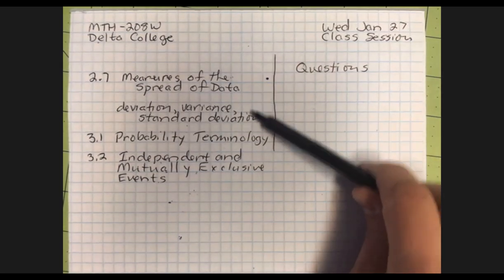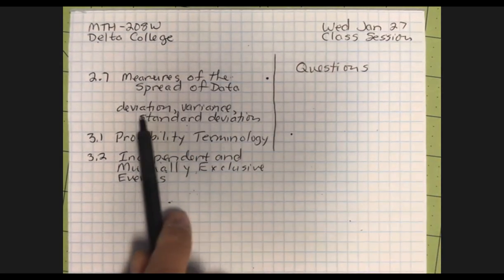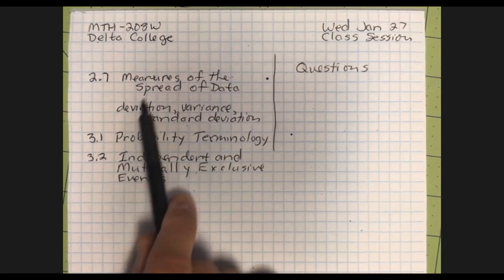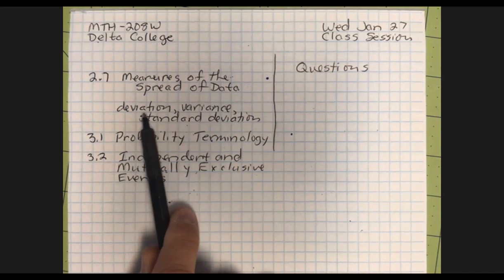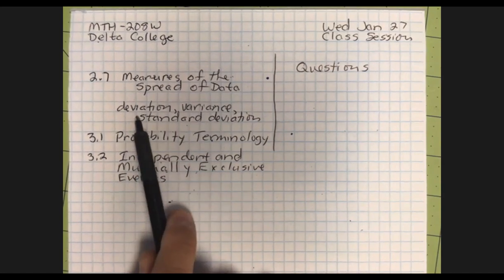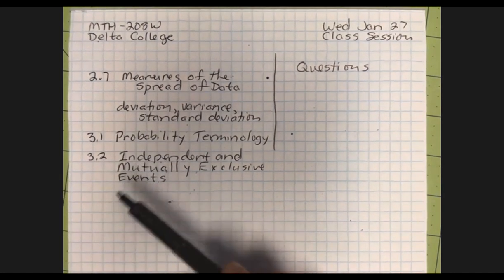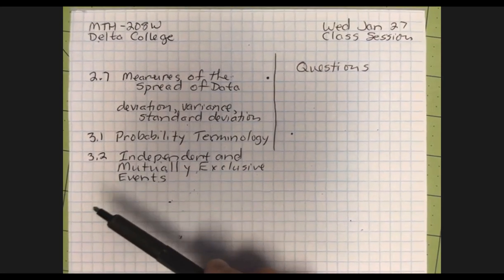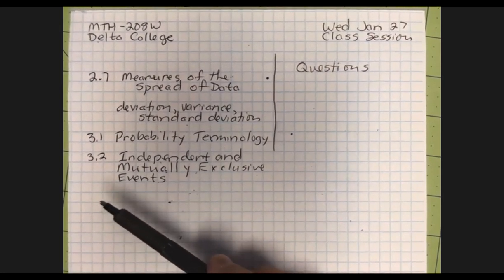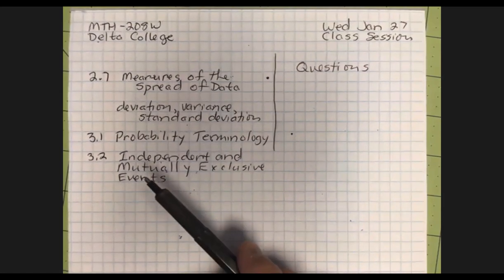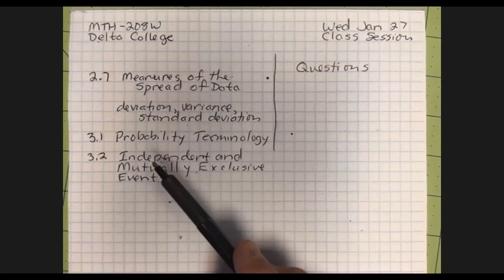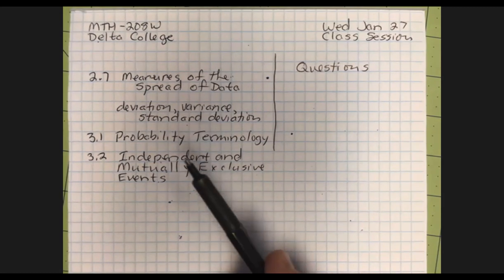Where we left off last time was basically getting ready to talk about spread of the data, how far out data can be spread. You know the average, the mean, you know the median, the middle value. There's another word called mode, which we'll practice today again too. Mode means the value that occurs most often.